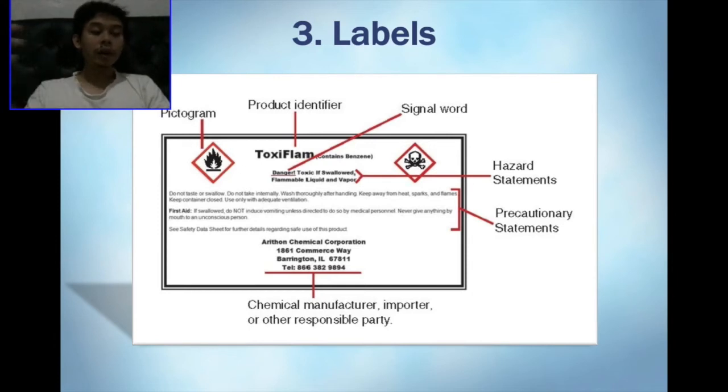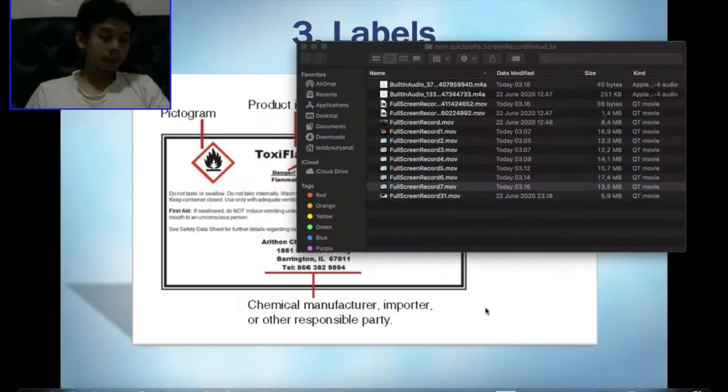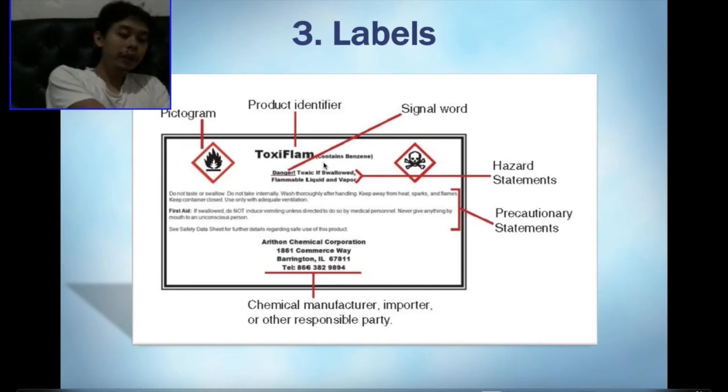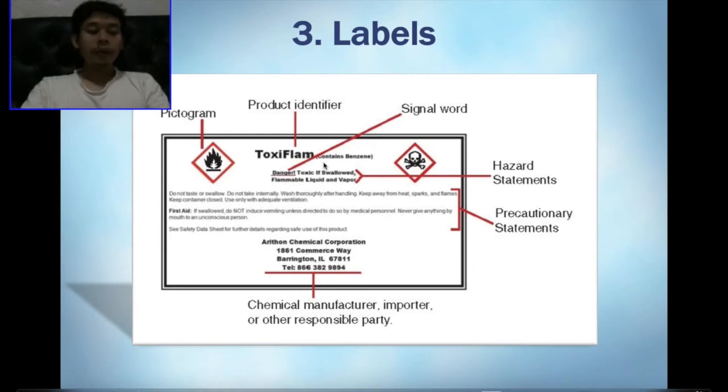The HazCom standard requires there to be six label elements: product identifier or ingredient disclosure, signal word or pictogram, hazard statement, precautionary statement, and supplier identification.